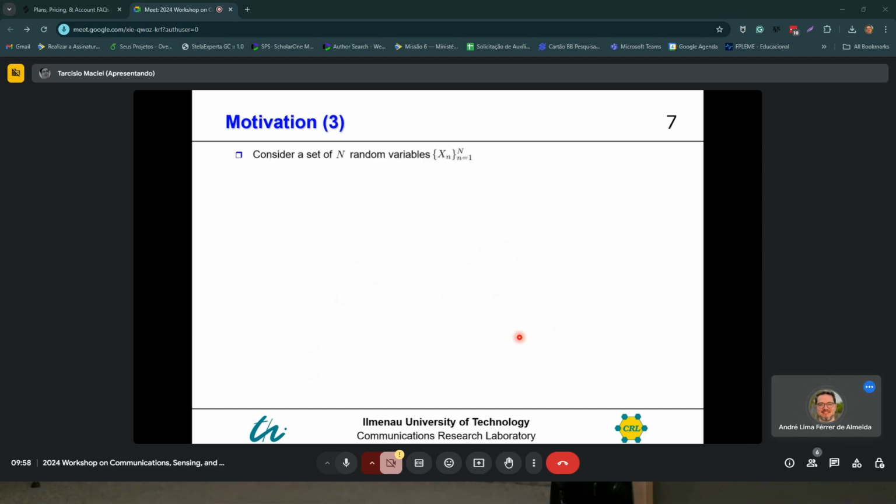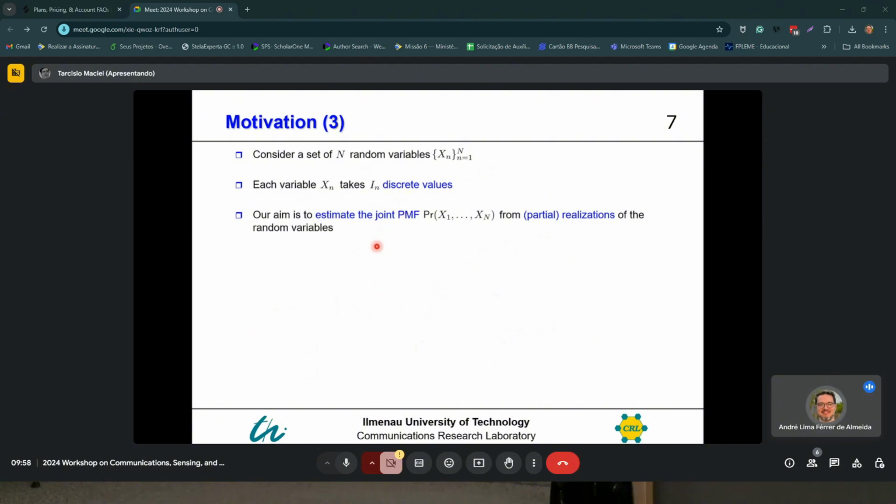Okay, let's consider a set of N random variables, capital X index n, where small n ranges from 1 to capital N, and each variable X_n has I_n discrete values. Our aim is to estimate the joint probability mass function, that is, the joint probability of X_1 through X_N, from partial realizations of the random variables.